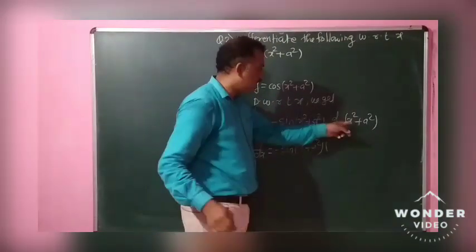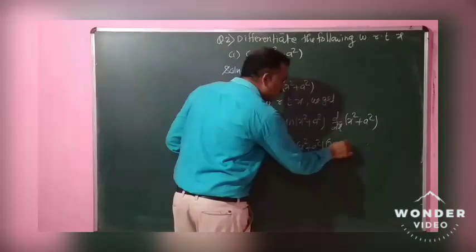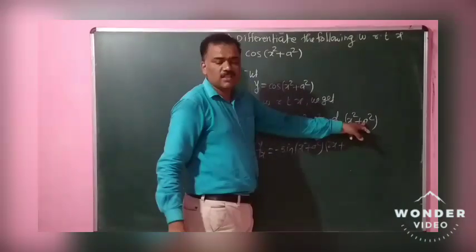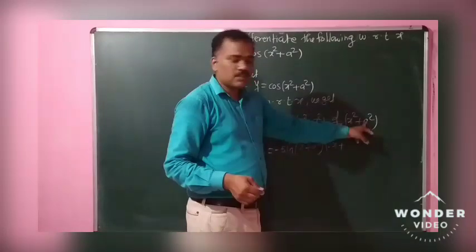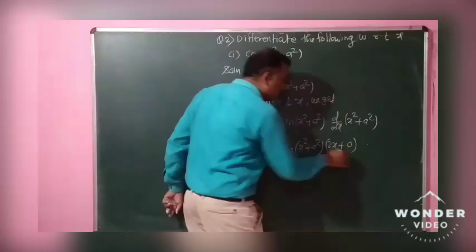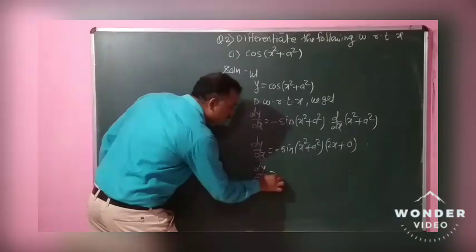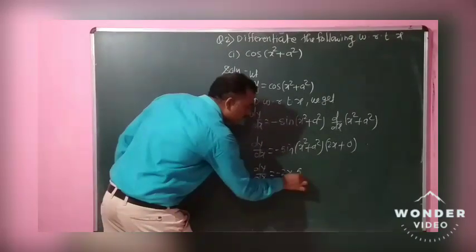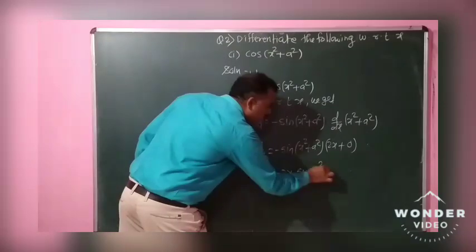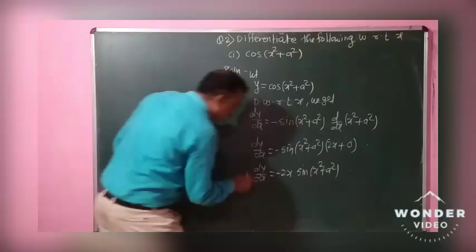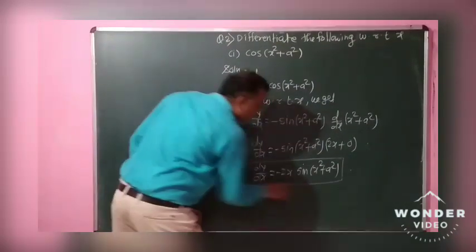Now derivative of x square is 2x, plus a is a constant, so a square is also constant, so its derivative is 0. That is nothing but dy by dx is equal to minus 2x into sine of x square plus a square. This is the required answer.